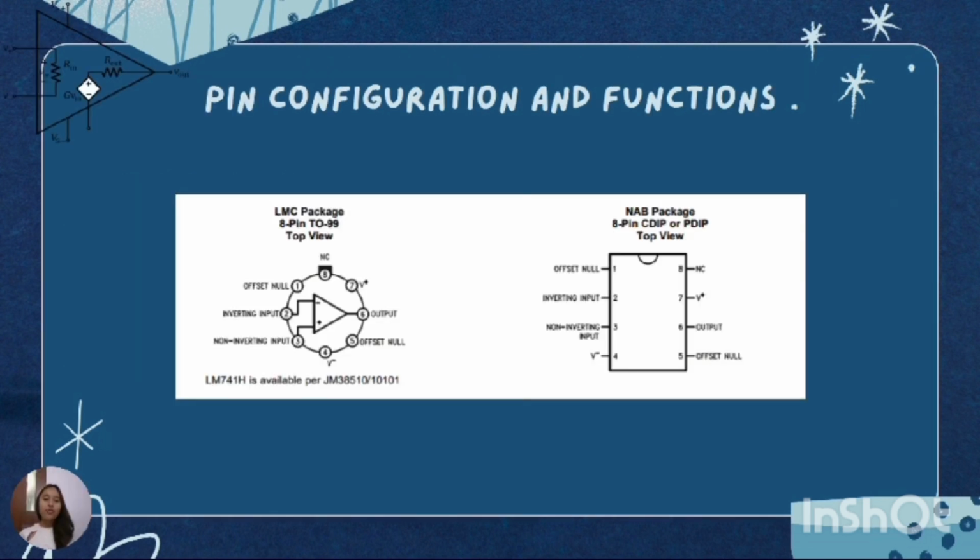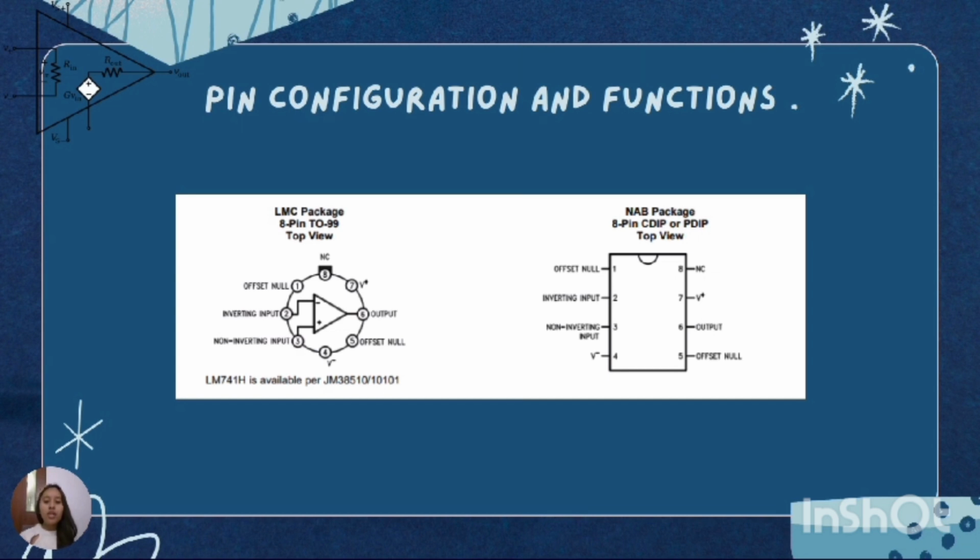Now, pin configuration and functions. Pin 1, offset null: this pin is used to remove offset voltage and balance input voltage. Pin 2, inverting input: inverting signal input. Pin 3, non-inverting input: this is the non-inverting signal input.